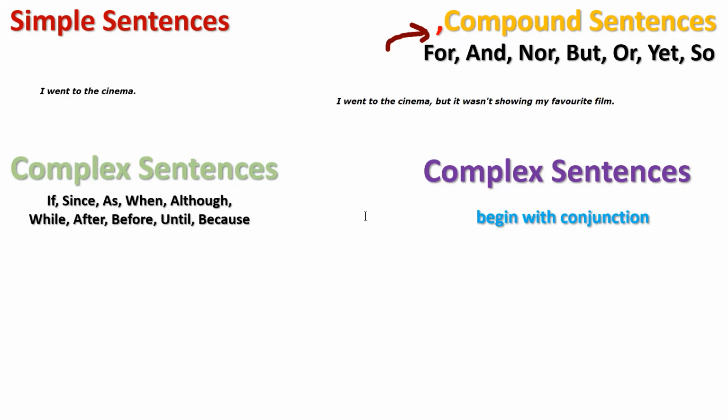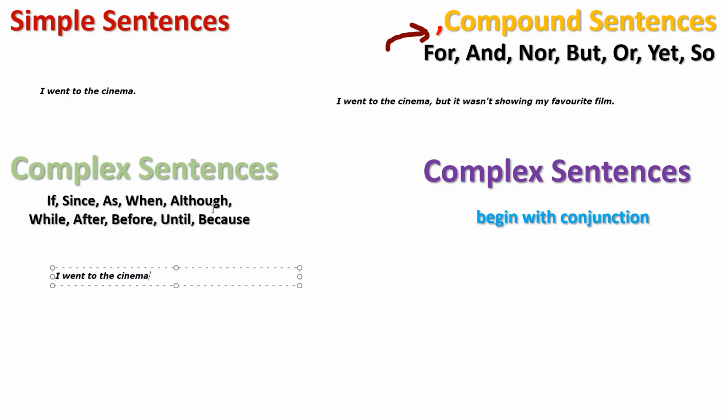Okay, let's now write a complex sentence. So my original idea, my simple sentence was, I went to the cinema. Now to extend this sentence into a complex sentence, I use one of these conjunctions. I saw a wubba. These are called subordinating conjunctions, but we do not put a comma before these conjunctions.